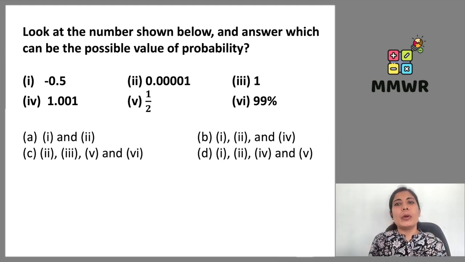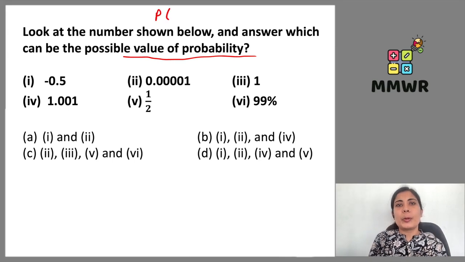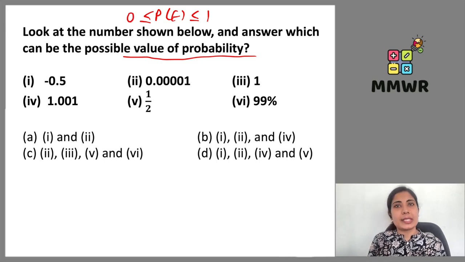So look at the numbers shown below and answer which can be the possible value of probability out of all these options. You have to find out because that depends on the probability range, because we know probability value has to be lesser than or equal to 1 and greater than or equal to 0. So smaller than 0, that means negatives not allowed. So minus 0.5 will not work here. We have to look at all the numbers shown below and check if they can be the possible value for the probability or not. Whichever is a possible value for the probability, we'll tick on that.